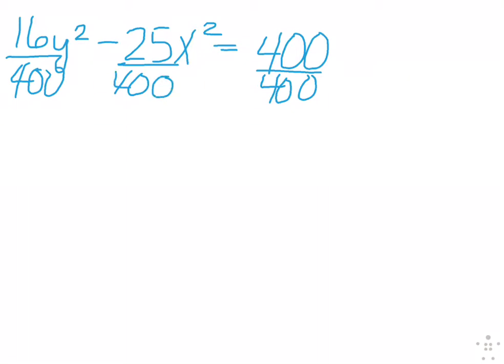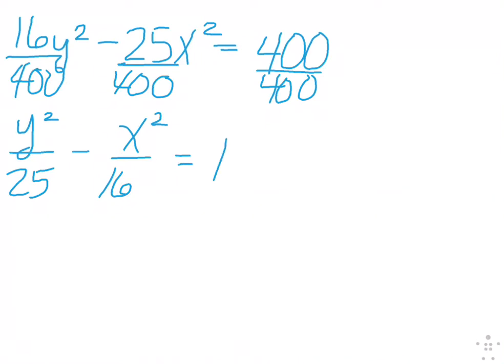16 over 400 reduces down to what? So y squared over 25. 25 over 400 reduces down to what? 16, and then you have a 1 there.